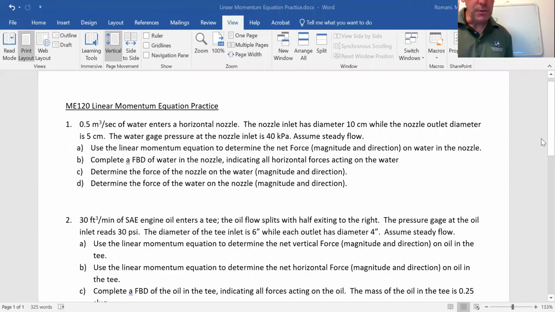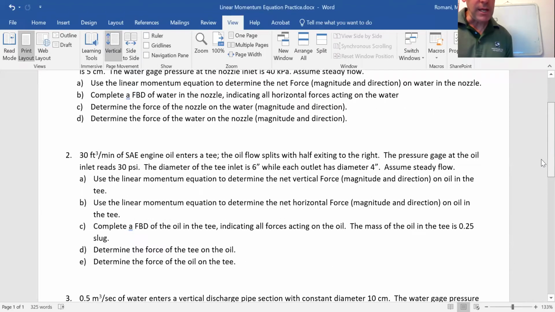Okay. And all we're doing here is part A of this problem, okay? 30 cubic feet per minute of SAE engine oil enters a T, oil splits, the pressure gauge at the oil inlet reads 30 PSI, 6-inch inlet diameter, outlet diameters are 4 inches, assume steady flow. And part A, actually, I'm sorry, we're going to do part A and part B. We're going to use the linear momentum equation to determine the net vertical force on oil in the T. And then we'll do part B as well.